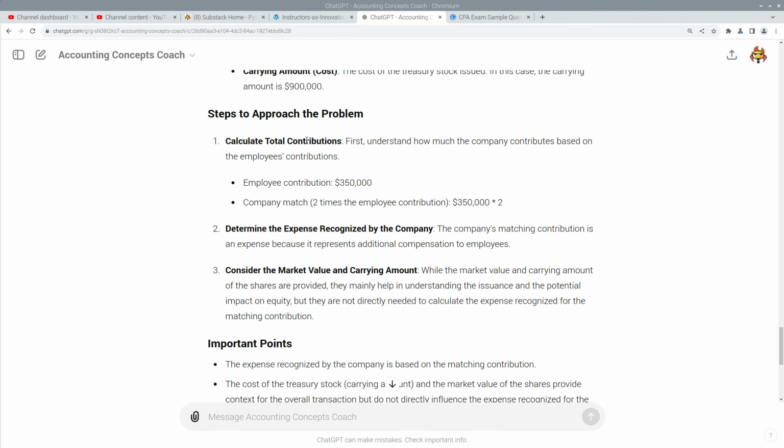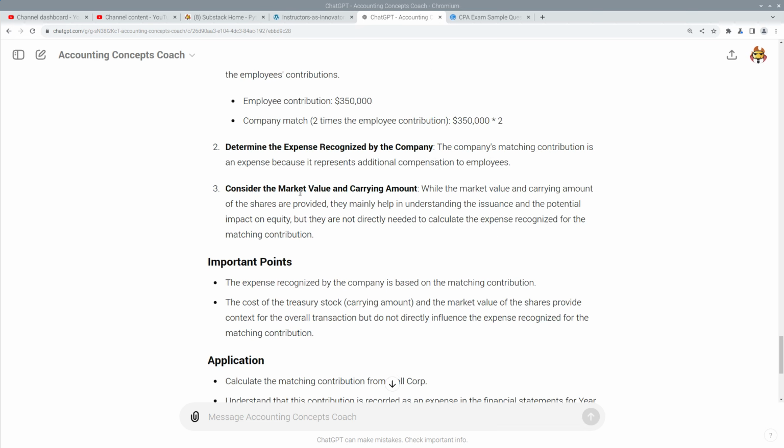It says calculate total contributions, employee company match, which is $350 times 2 or $700,000. Determine the expense. It's the company's matching contribution is an expense. This kind of tells me the answer here, I think, that it thinks it's $700K. And then it says consider the market value. So while the market value and carrying amount are provided, they mainly help in understanding the issuance and potential impact on equity, but not directly related to the expense.